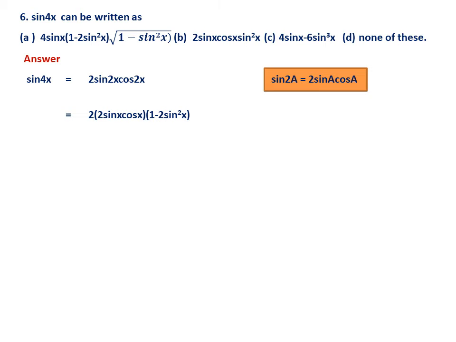Once again, you can apply the same formula: 2 sin 2x cos x, because sin 2x can be written as 2 sin x cos x. Second one is, in place of cos 2a, we can write 1 minus 2 sin square a, so that it becomes 1 minus 2 sin square x. So, this is the simplification.